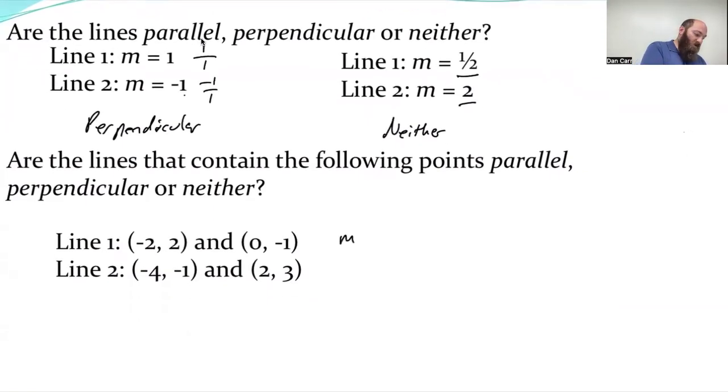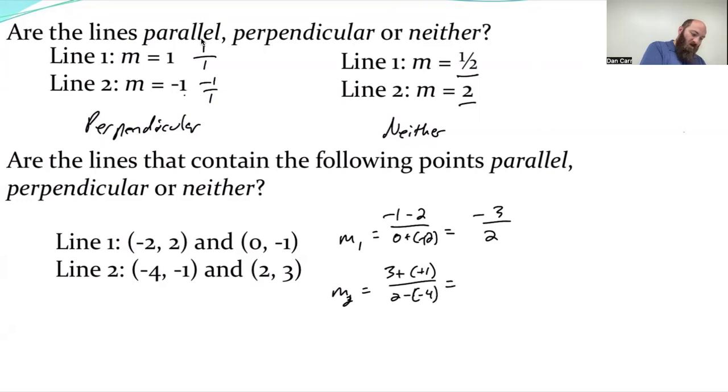Are the lines that contain the following points parallel, perpendicular, or neither? So we're going to find two different slopes. So we'll find slope 1 for line 1 here. That is going to be -1 minus 2 over 0 minus a -2. That is going to be -3 over 2 here. For slope 2, that's going to equal 3 minus a -1 over 2 minus a -4. So that turns into addition, a positive 4. That also is addition, so that's a positive 6, which reduces to 2/3. -3 over 2 versus 2/3, those are opposite reciprocals. So these are perpendicular.